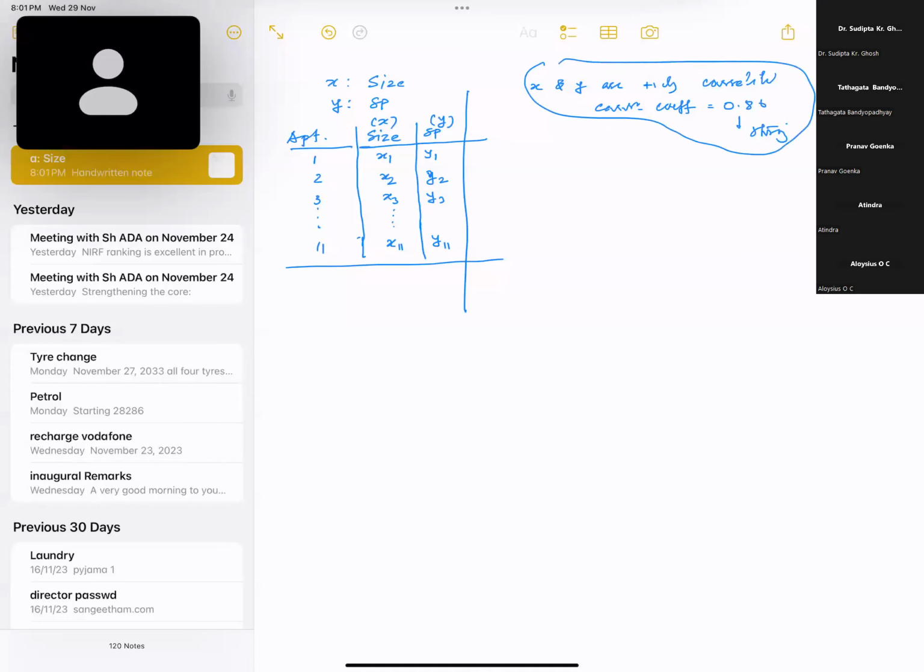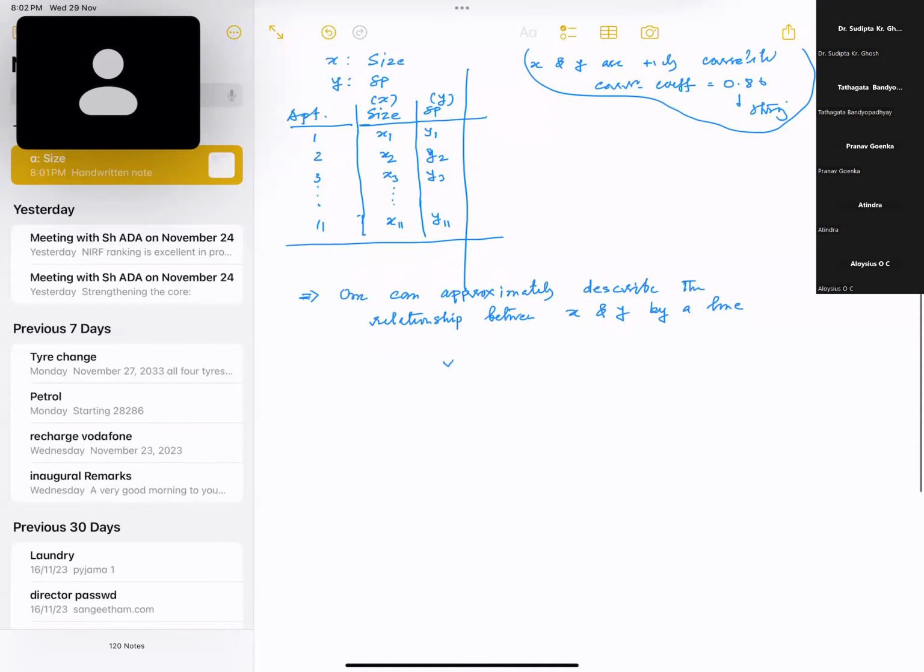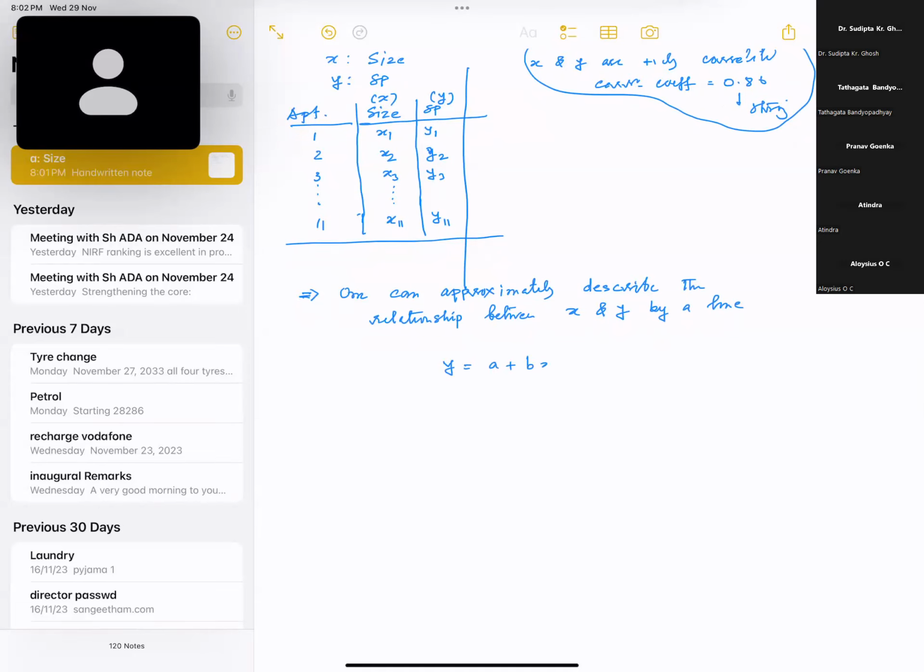Okay. And what does it mean? It means, this implies that one can approximately describe the relationship between x and y by a line, which is y is equal to a plus bx. Yes, it shows that the relationship is linear.